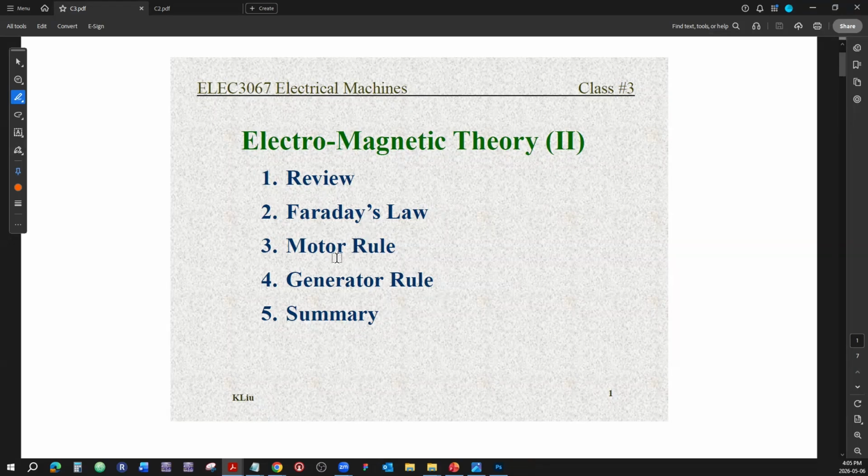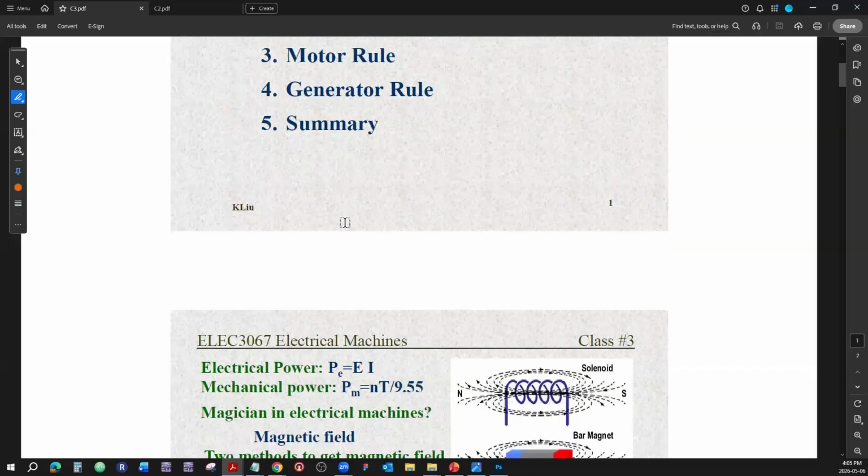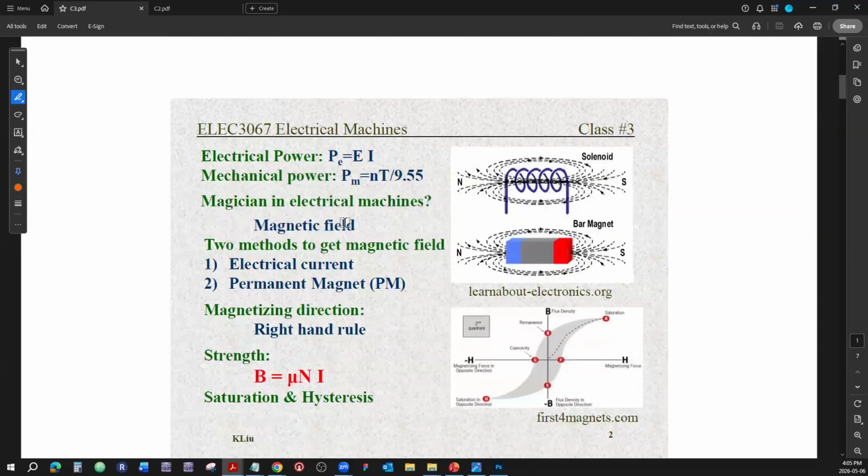We'll talk about Faraday's law, motor rule, generator rule, and we're going to kind of wrap it up. And also, during the second presentation, I'll give you the angular velocity concept. All right, so let's start with this one here. That's the review thing here.